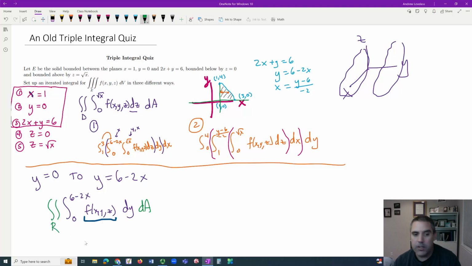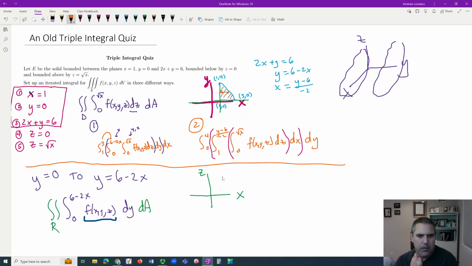Now we need to draw the region. It's going to be different now, though, because the remaining variables are x and z. So you go x, z. And now we're going to play the same game. Everywhere there's an x or z, we're going to graph the corresponding curve.